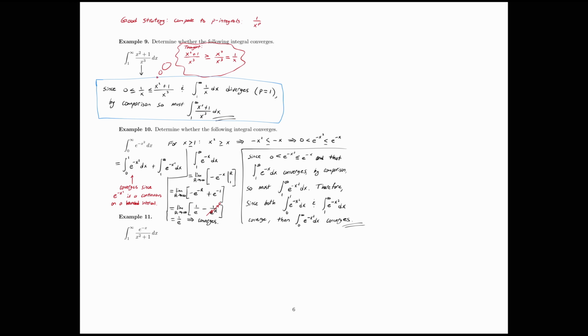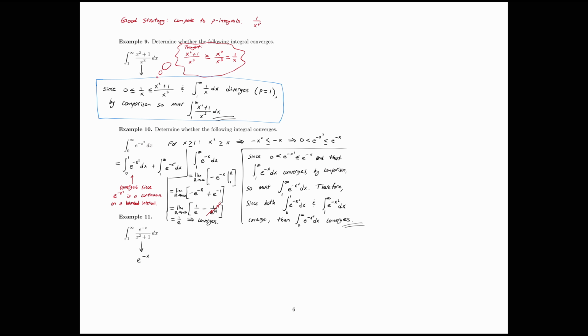All right, next example, we've got example 11. The integral from 1 to infinity of e to the negative x over x squared plus 1. So what I'm going to go ahead and do for this one is think about e to the negative x. Let's start with that.